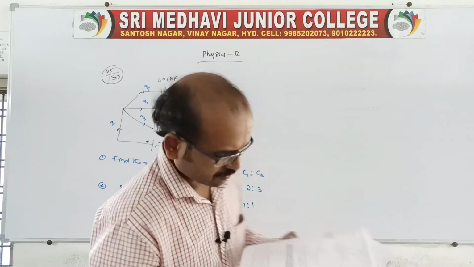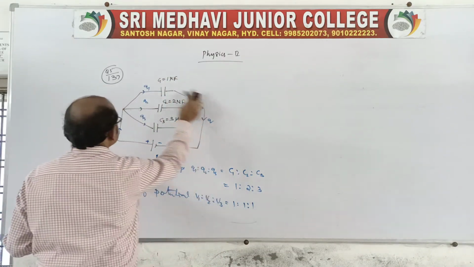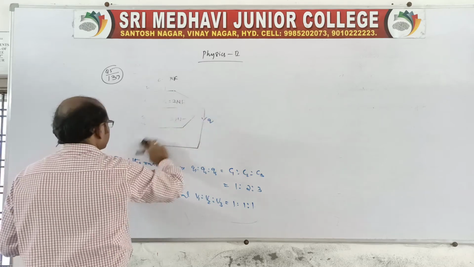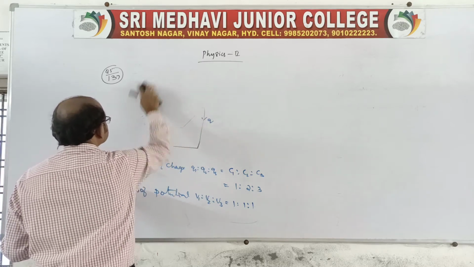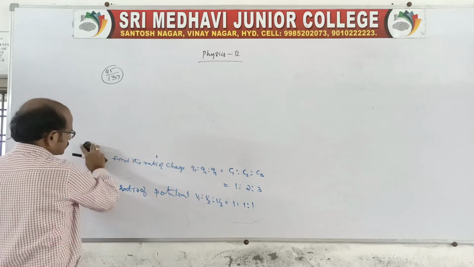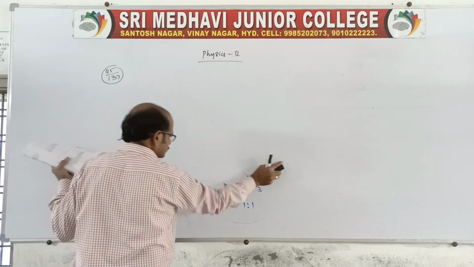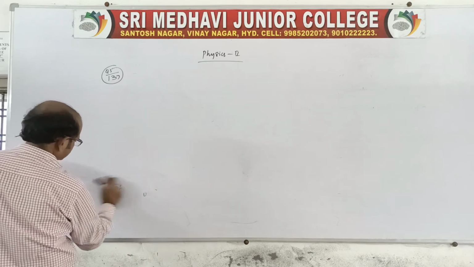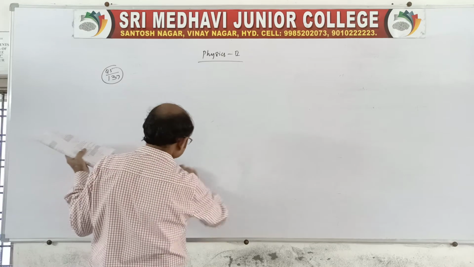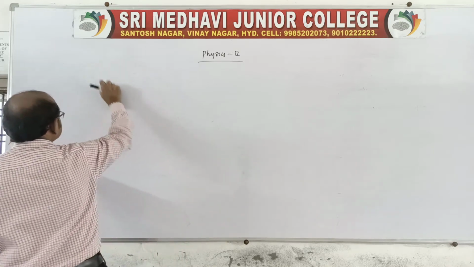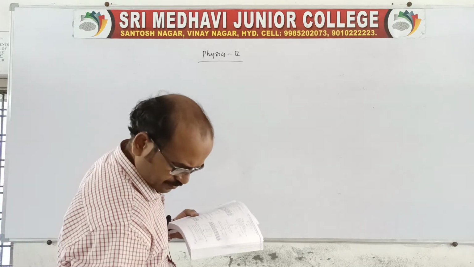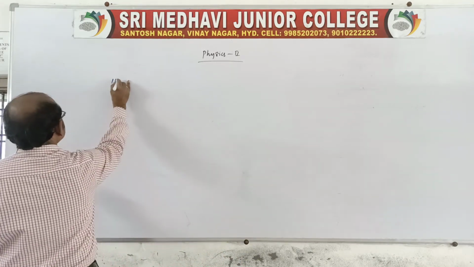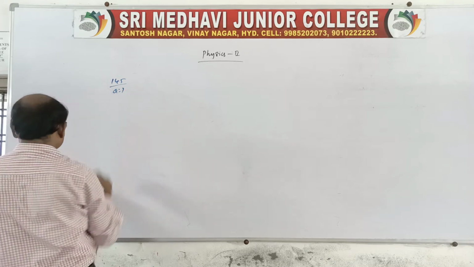So in page number 145, the question number is 7.